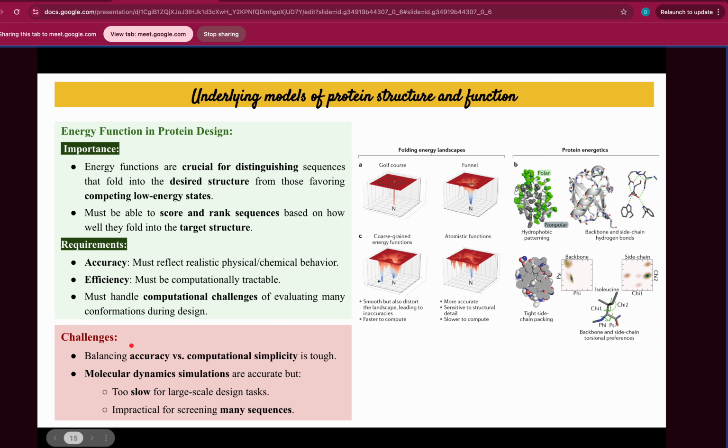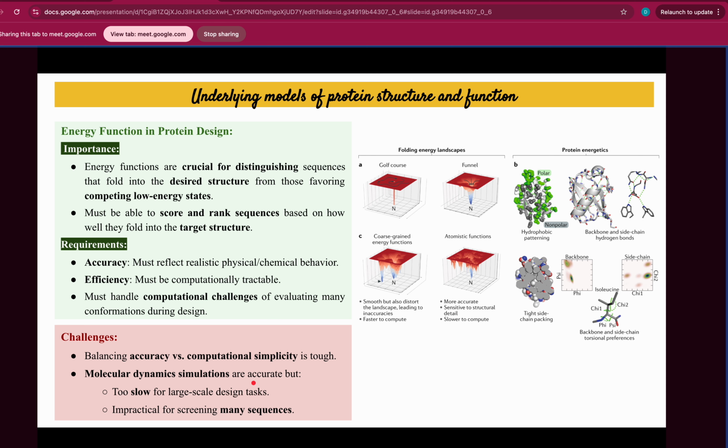So the challenge is balancing accuracy versus computational simplicity. It is tough, because if we want accurate analysis or an accurate protein energy function, then we have to perform multiple calculations. That will become computationally challenging. So we need to make a trade-off between both the properties.